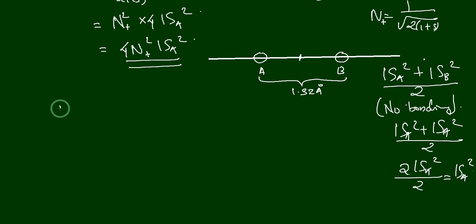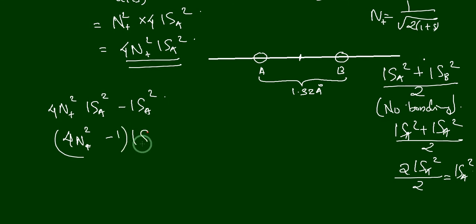The difference is 4n square, actually it is n plus square, 1s A square, minus 1s A square, right? So that is equal to 4n plus square minus 1 into 1s A square. That's the difference in the electron density when there is a molecular orbital formation.